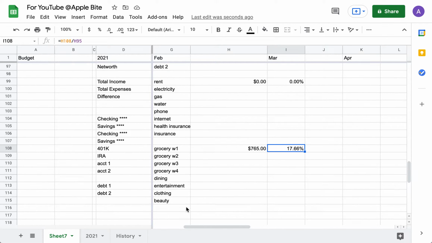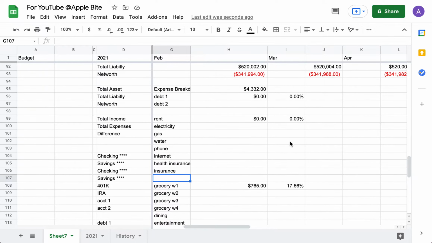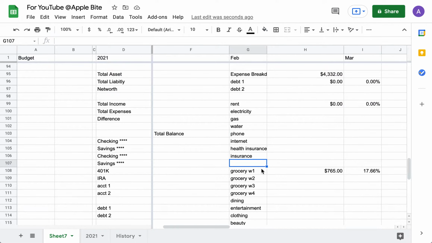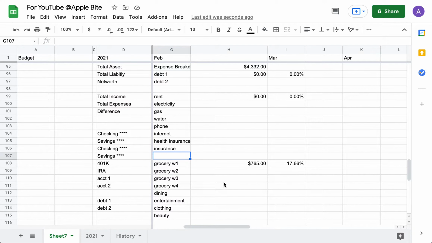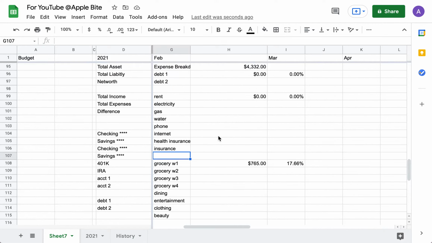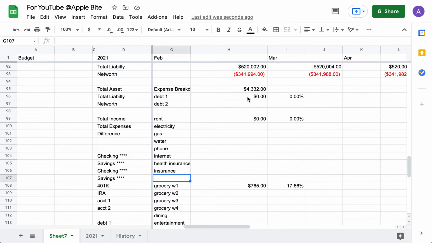And what you can also do is combine the groceries weeks into one and put one here and sum them up. That is also up to you. And once you fill that in, then it will look nicer and less empty. But yeah, let's do that.